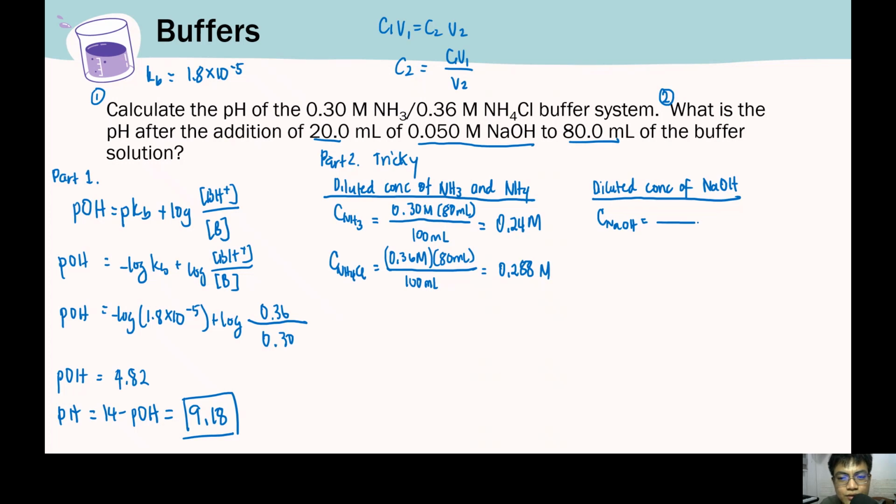Okay? So, ganun din. C1. Okay, the initial concentration of sodium hydroxide is this one, 0.050. The initial volume of sodium hydroxide is not 80. It's 20. Okay? So 20 ml yun. And then the final volume is still 100. Okay? So yung 80 ml, yun yung ammonia and ammonium chloride. But the 20 ml is the sodium hydroxide. The final volume will always be the same. Okay? So same lang yung final volume talaga.